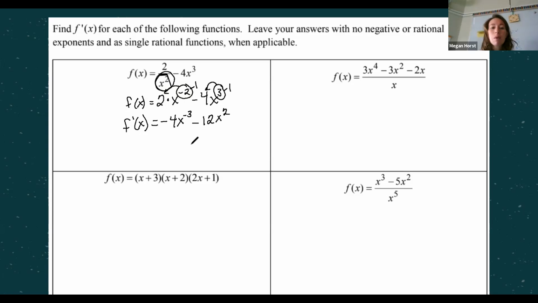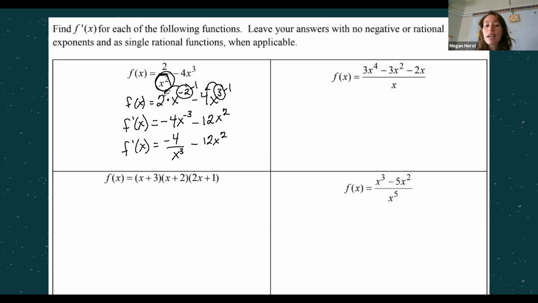As my final step, I want all of my exponents to be positive. So I'm just going to rewrite this as negative 4 over x cubed subtract 12x squared. And that's the derivative of f of x. Notice that these two monomials, or these two terms, were separated by addition and subtraction. So it was totally fine that I went ahead and just took the derivative of each of those terms separately. We can do that with addition and subtraction.